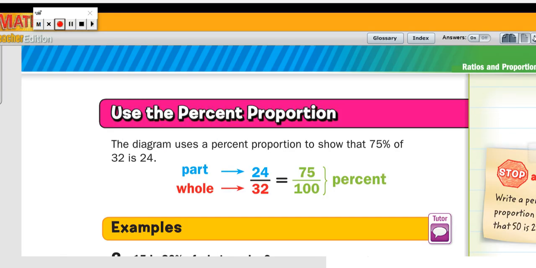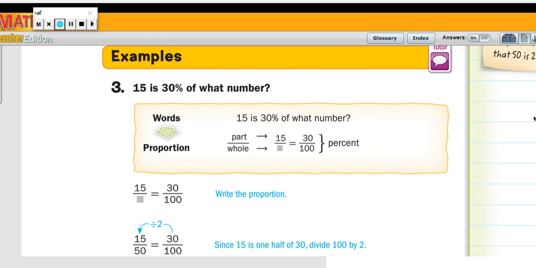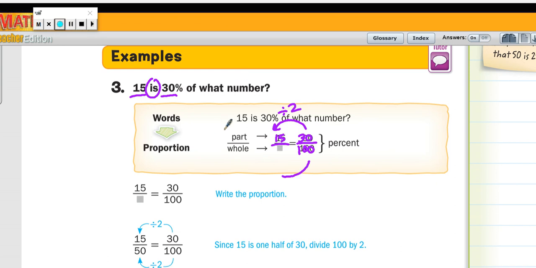Okay? Go ahead with me to the top of page 157. Let's practice this a little bit more using this percent proportion. So number 3, 15 is 30% of what number? You notice in the problem, they have 30 out of 100, and then 15 is the part because 15 is 30%. How do I get from 30 to 15? I would divide by 2. So 100 divided by 2 gives me 50. So my answer there, 15 is 30% of 50.